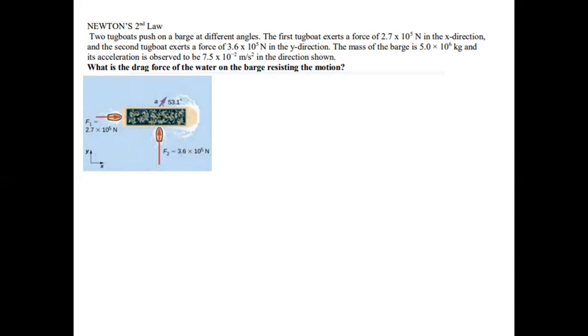Now, we are going to calculate the drag force of the water on the barge resisting the motion. When we say drag force of the water on the barge resisting the motion, this is the force that resists the total force, or F net, and at the same time the force applied by both forces F1 and F2. To calculate the applied force exerted by F1 and F2, we're going to use the Pythagorean theorem later, and to illustrate how this figure got this angle of 53.1 degrees.